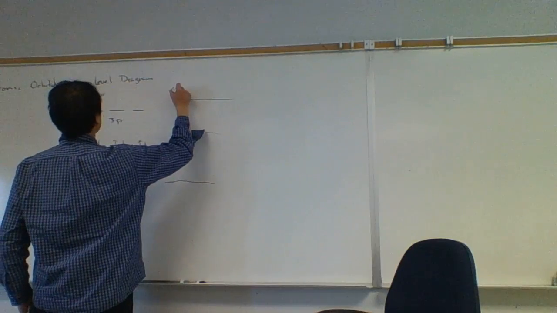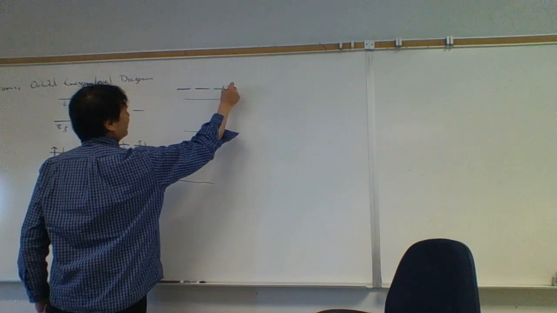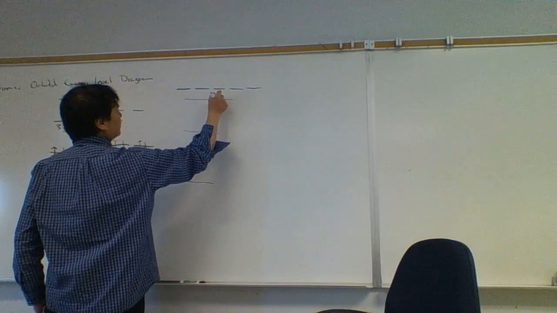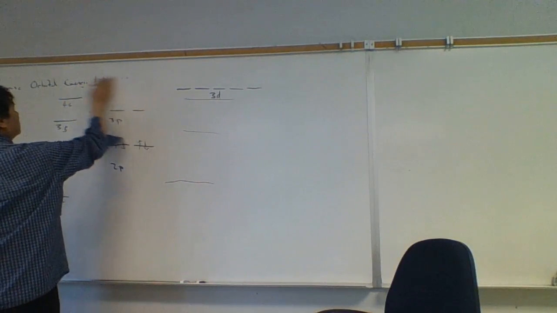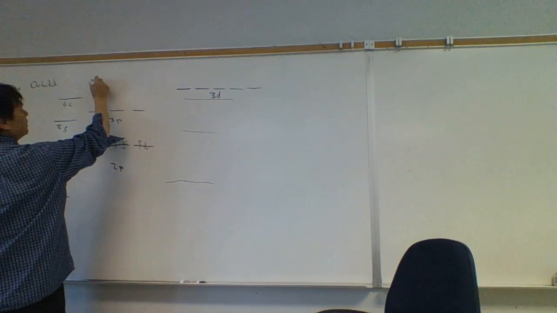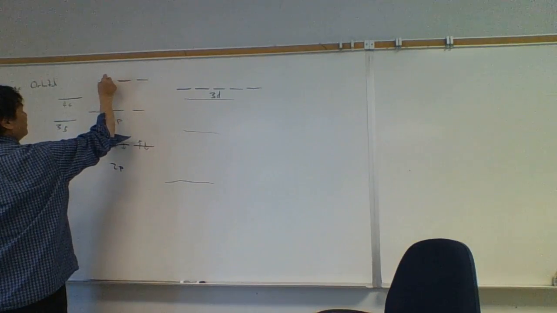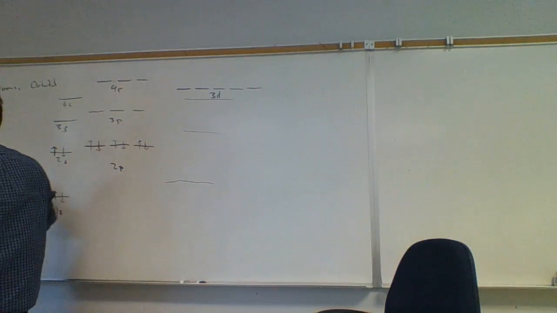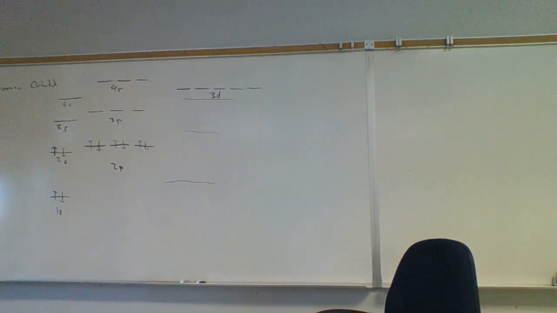4s, 3d. 3d has how many orbitals? 5. And then the 4p, I'll have to erase this to put in the 4p here. So count them. How many electrons total to fill the fourth shell? Because this would be it for the fourth shell. What about the 4d? Well, the 4d goes in the fifth shell. And so in this shell, how many total electrons? 18 electrons.